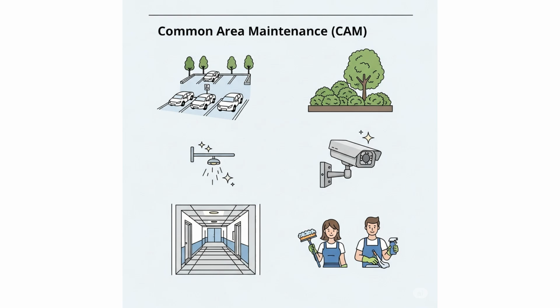Finally, we have common area maintenance or CAM. This is often the broadest and sometimes the most debated component of triple net expenses. CAM covers all the costs associated with operating and maintaining the shared spaces and facilities of a commercial property that benefit all tenants. Think about it. The parking lot, landscaping, exterior lighting, hallways, elevators, shared restrooms, trash removal, and sometimes even property management fees. Like the other nets, you pay your pro rata share.